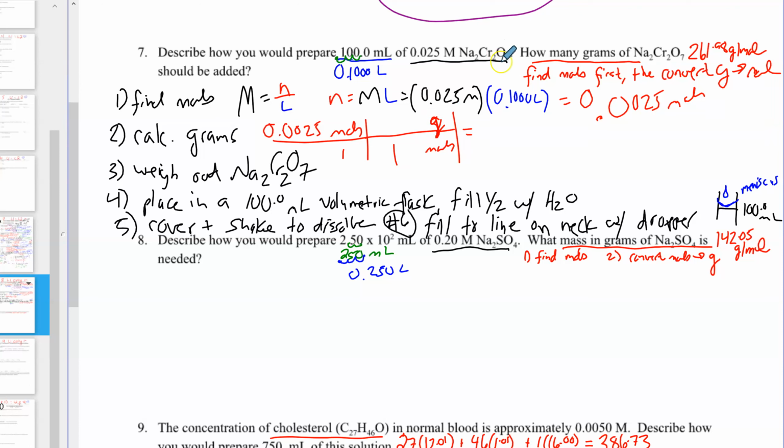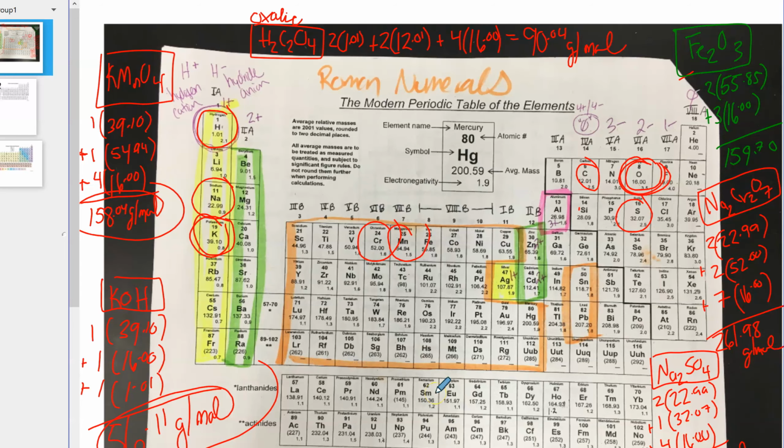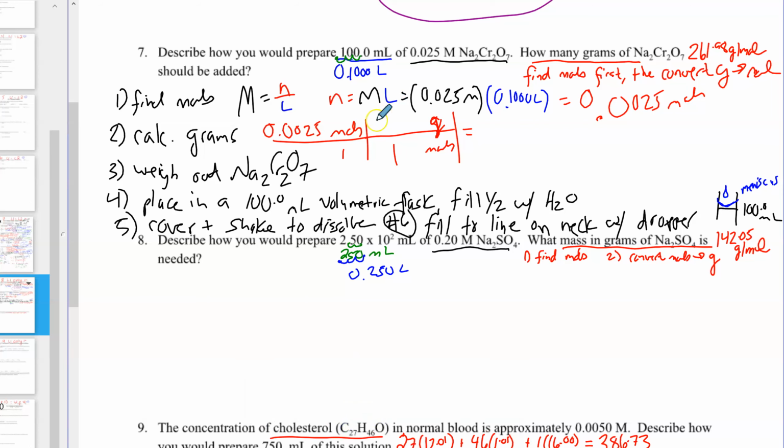Okay, sodium dichromate. So you've got to go to your periodic table. We're going to add up each of those numbers. Sodium dichromate. Oh, look at that, it's done for us. 261.98. So we're going to plop that number in here, 261.98. That's how many grams you need to make 1 mole.